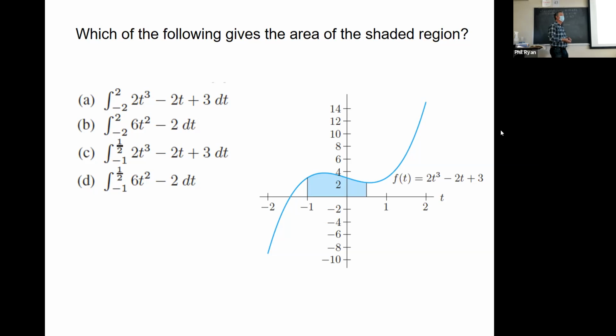Ellie, what do you think? Why not? Either C or D. It's C or D, right? Because you see the bounds -1 to 1/2. Okay, that lines up with that. So these ones are wrong because -2 and 2 is not what the region is. Which one of those is the correct one? What is the function being integrated?